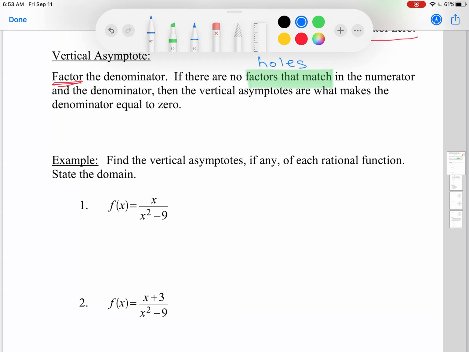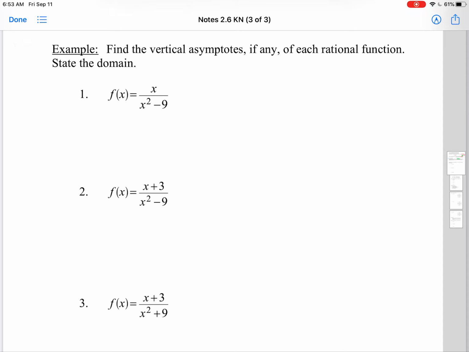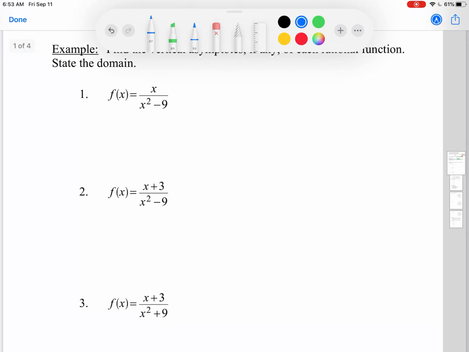Okay, we'll have some examples like that as we go through the notes here. Usually holes are what you guys tend to remember the most. So we will go over that and make sure we remember as we go through the notes later today. Otherwise, if nothing matches, we know that we are working with vertical asymptotes. All right. So with all this in mind, let's go ahead and get started on question 1. Find the vertical asymptotes, if any, of each rational function and state the domain.